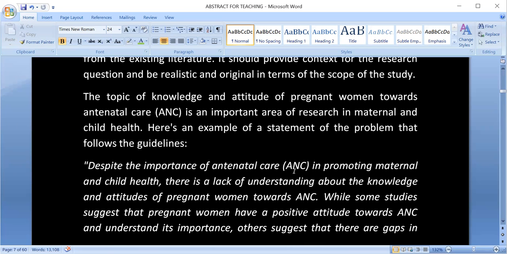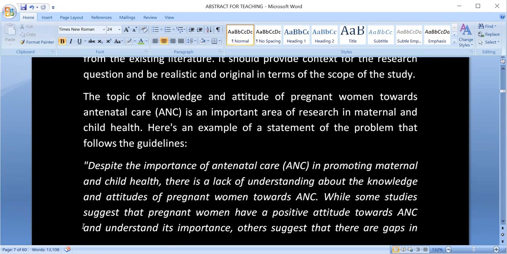Despite the importance of antenatal care in promoting maternal and child health, there is a lack of understanding about the knowledge and attitude of pregnant women towards antenatal care. It has introduced the context, and the context is all about what? Antenatal care. Okay, it is a behavior.